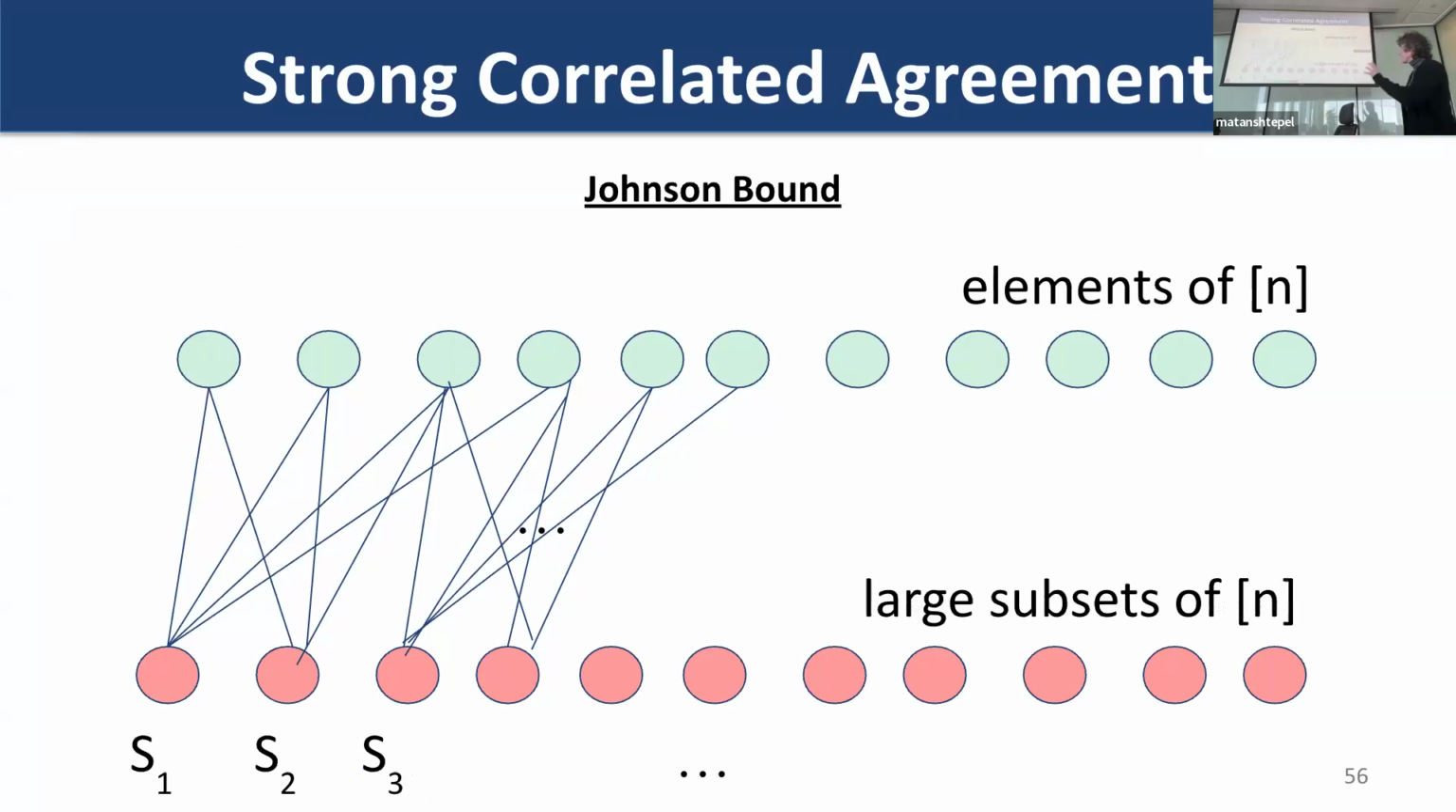Now we're going to relate this to sets and subsets to get our initial statement. You can replace the code words, instead of high agreement code words, with large subsets of n. And instead of elements of a vector, we have elements of n. Then we draw an edge between S1 and a vertex if S1 contains that vertex. So it's an isomorphic problem.